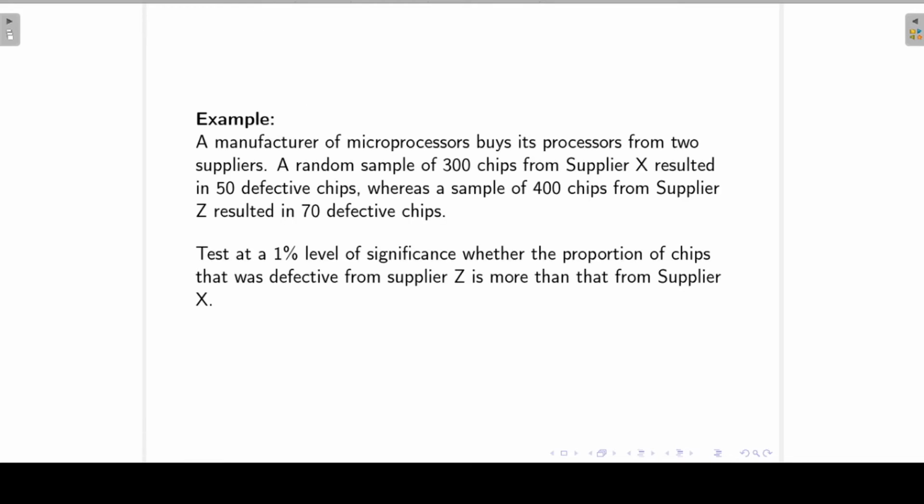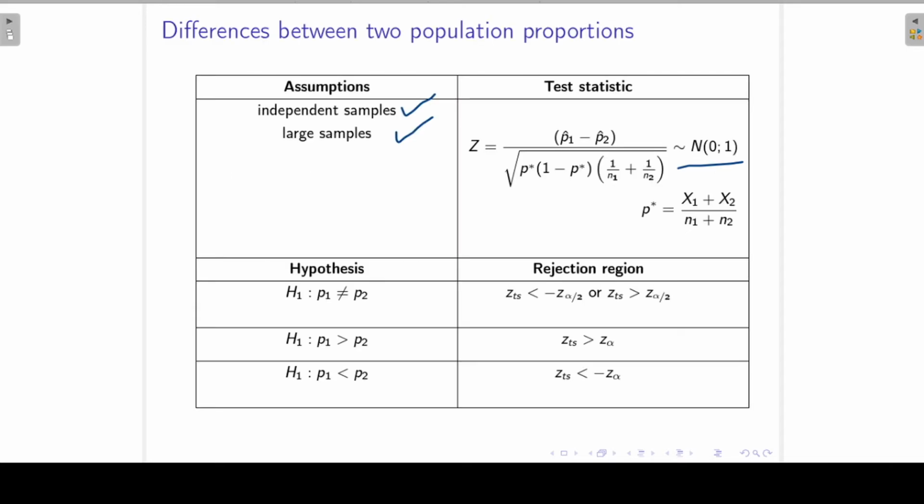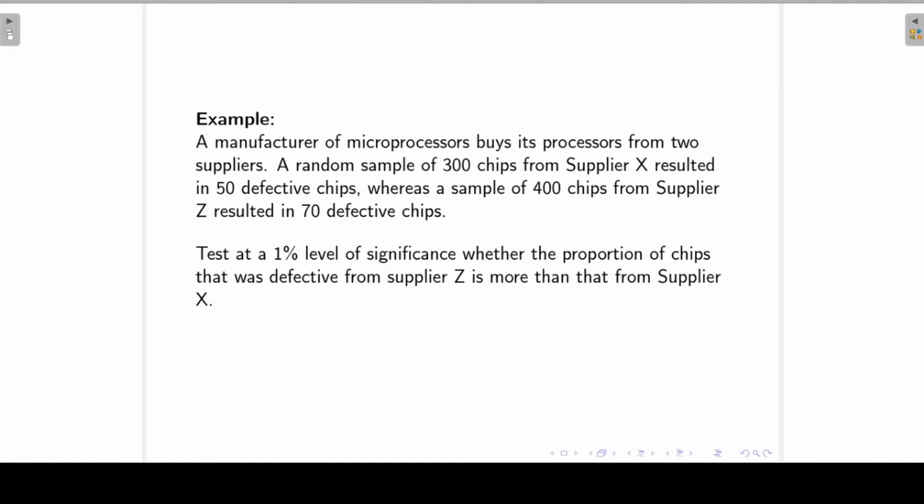So if we go back to our summary of this hypothesis, we have our test statistic that follows the Z distribution or the normal distribution. And for that formula, we also need the pooled proportion. The pooled proportion, which is indicated with P star, is given over here. So let's do the substitution.